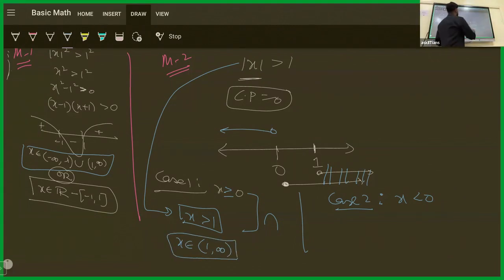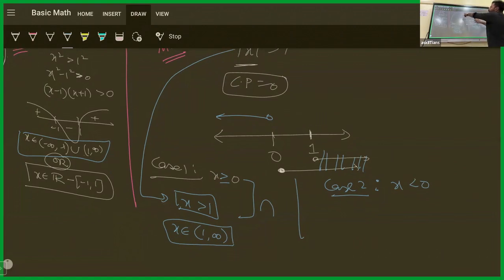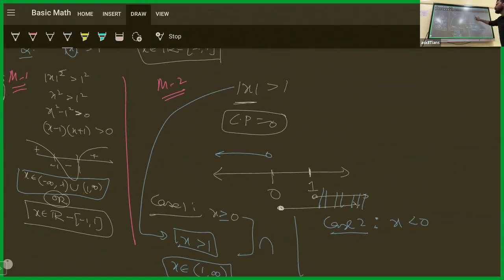Now from the second case, if you see case 2, in case 2 x is negative, so we'll get an interval like this. When x is negative, how are we going to remove mod from the inequality?